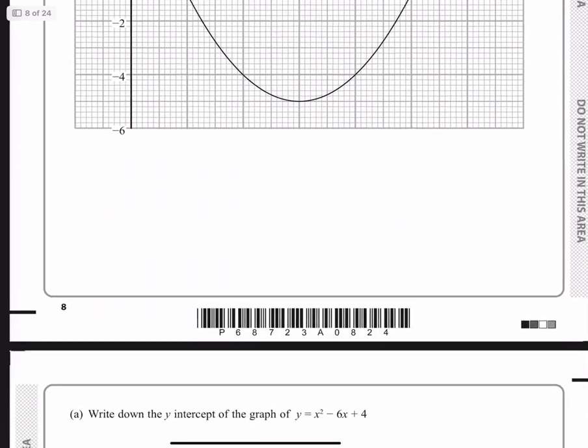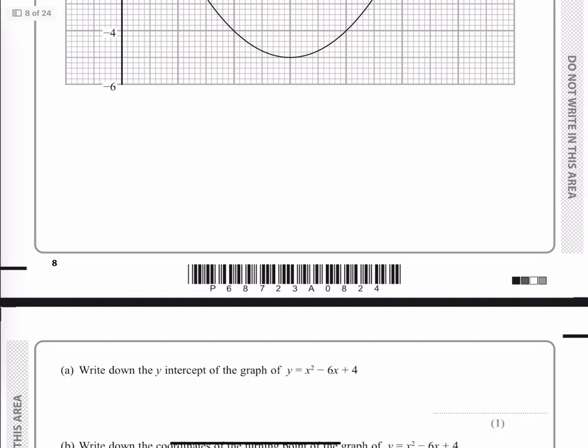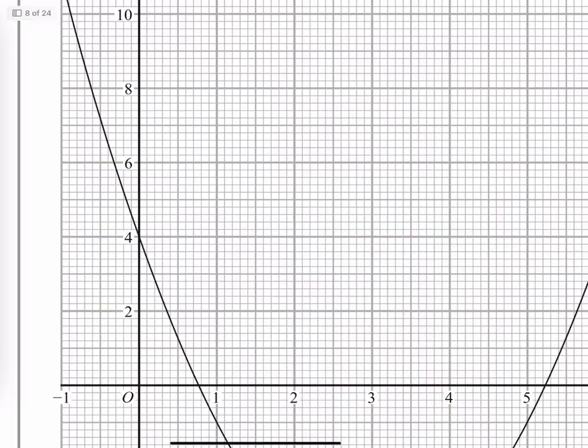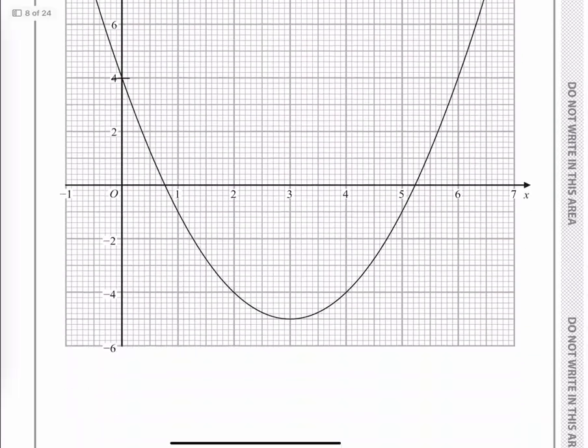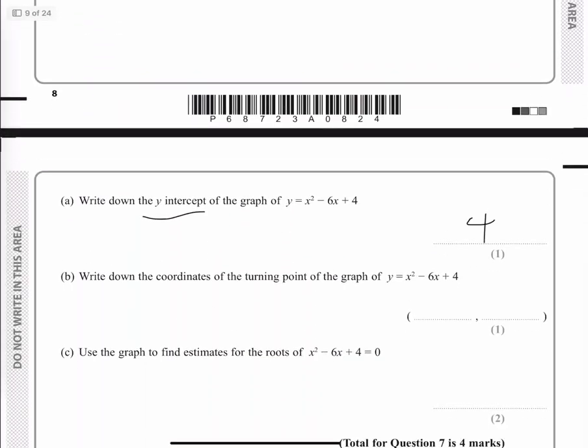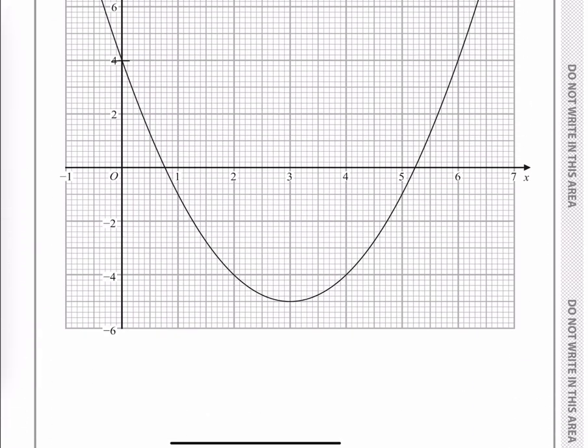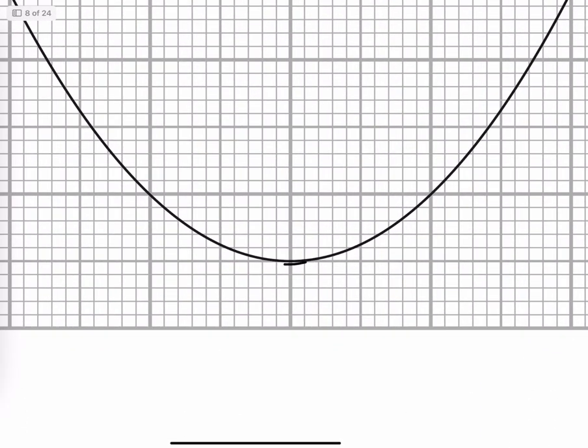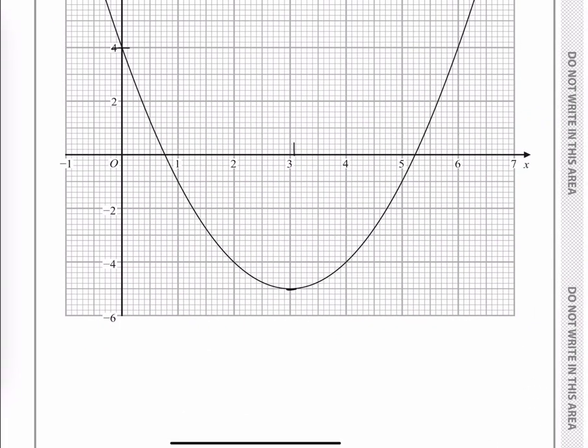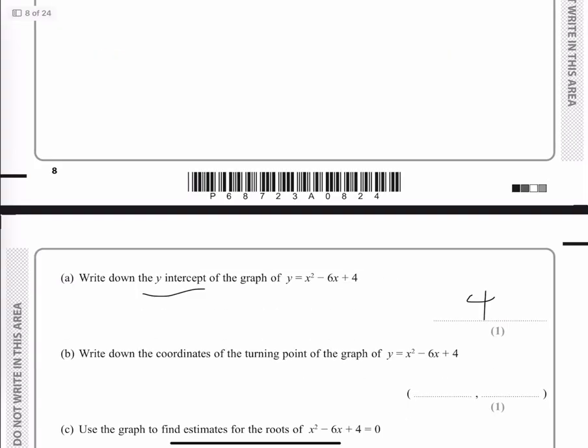Here's a graph. Write down the y-intercept. Okay, well, y-intercept, where does it hit the y-axis? So it's actually when x is 0, and that's clearly at 4, isn't it? Write down the coordinates of the turning point. Well, the turning point is here, which is (3, -5).